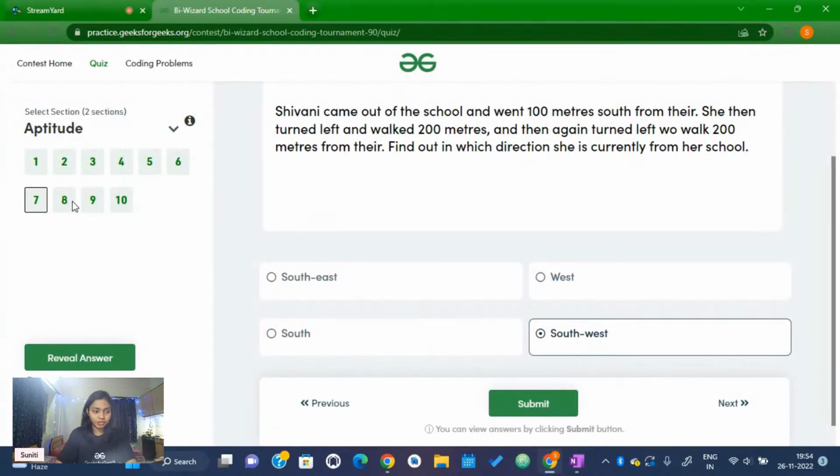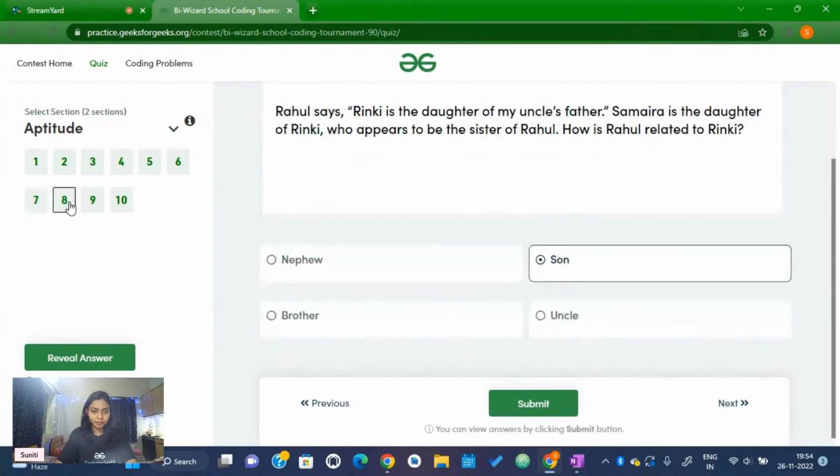Let us now move to the next question. Again a relationship question wherein we just need to apply the logic that is given to us. Rahul says Rinki is the daughter of my uncle's father and Samaira is the daughter of Rinki, who appears to be the sister of Rahul. How is Rahul related to Rinki? What you can do is just apply whatever arrangement is given to us, similar to what we did in our question number one. Just make the family tree, and then we will get the direct relations. The correct answer to this question will be son.